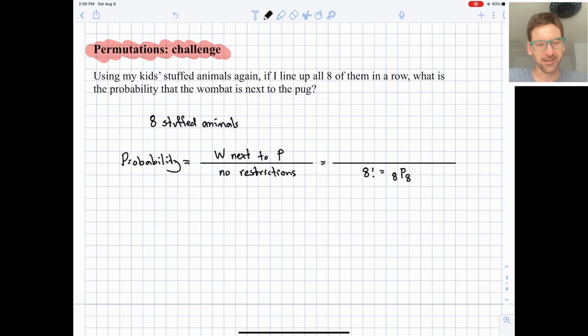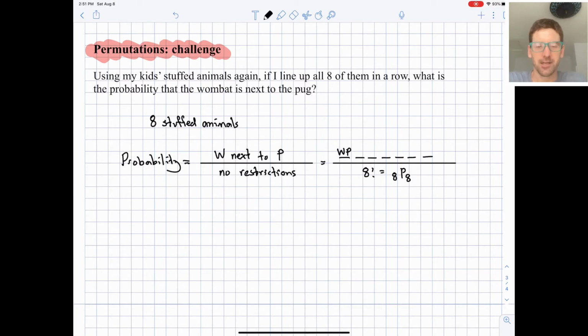Now it's going to get tricky, okay? And there's a little mental trick that I want you to follow here. We want the wombat to be next to the pug as we're thinking about the numerator here. How many ways can the wombat be next to the pug? So let's pretend they're kind of joined together and it's a wombat pug stuffed animal. Let's pretend we have a wombat pug that counts as one animal. And now we need 6 more, because we've used the wombat, we've used the pug, we have 6 more animals to fill in.